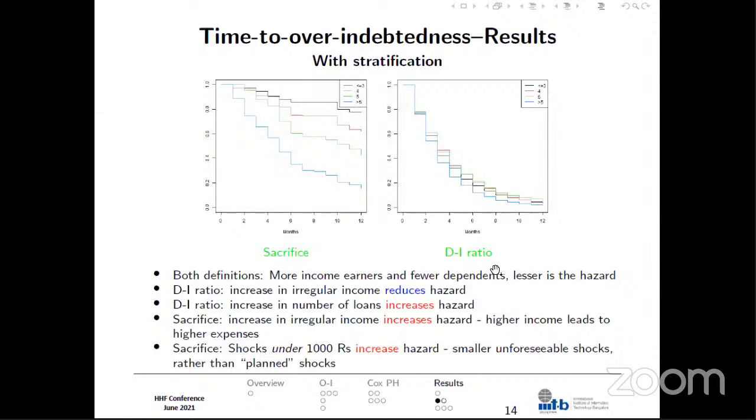One interesting covariate that we found here was the shocks that a household reports, which is less than 1,000 rupees, actually plays a significant role in a household becoming over indebted. This is in contrast with, say, large ticket items that the household would spend on, say a wedding or an event of some sort. So the smaller ones are what we believe are significant towards household becoming over indebted.